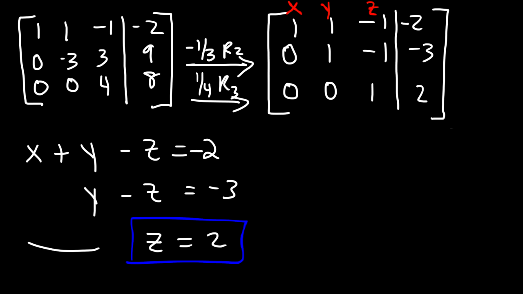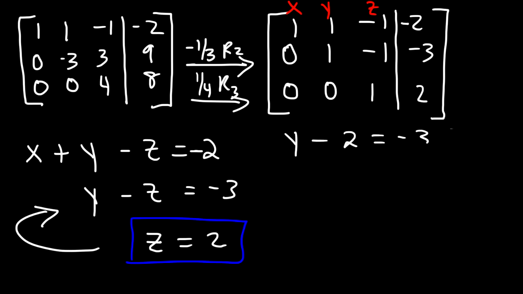So now that we have z, let's plug it into the second equation to get y. So y minus z, or y minus 2, is equal to negative 3. Now let's add 2 to both sides. Negative 3 plus 2 is negative 1. Therefore, y is equal to negative 1.